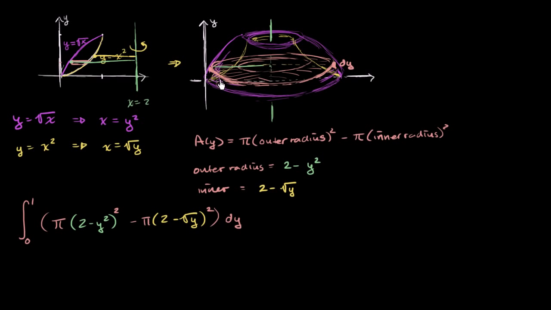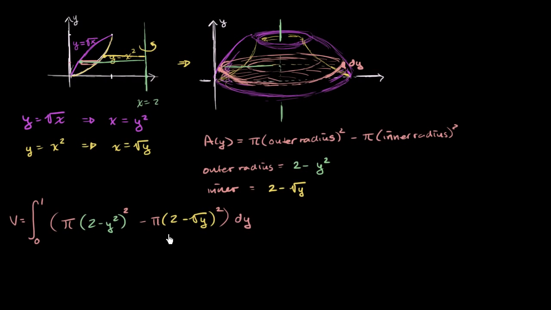Using the, I guess we could call it the washer method or the ring method, we were able to come up with a definite integral for the volume of this solid of revolution right over here. So this is equal to the volume. And so in this video, let's actually evaluate this integral.